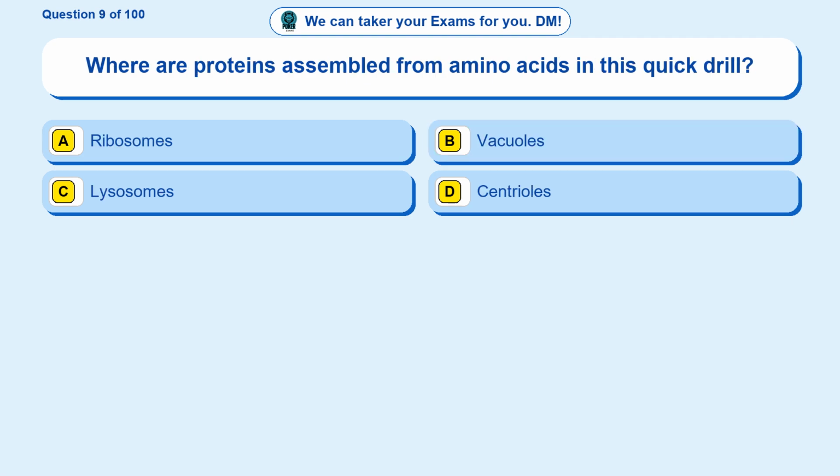Question 9. Where are proteins assembled from amino acids in this quick drill? Option A, ribosomes. Option B, vacuoles. Option C, lysosomes. Option D, centrioles. The correct answer is option A. Ribosomes.